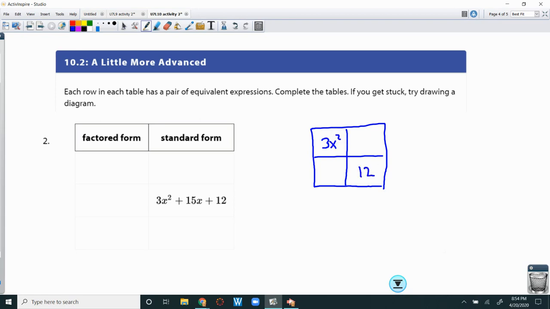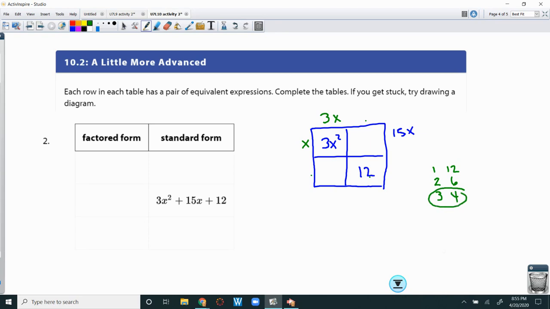Okay, so if we use this area model, this is what we're looking at. I know that 3x squared is only going to happen by making 3x times x. All right, and I also know that to get 12, there's a couple options. What times what equals 12? That's what I'm thinking about. 1 times 12, or 2 times 6, or 3 times 4. So we've got quite a number of options.